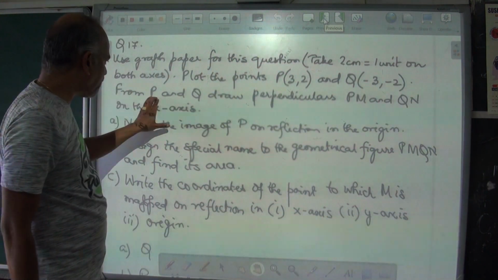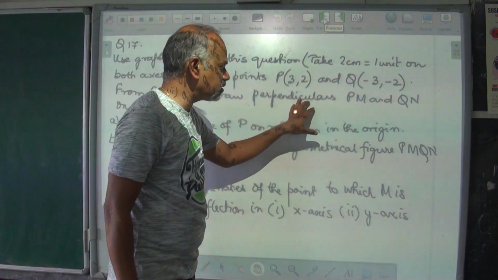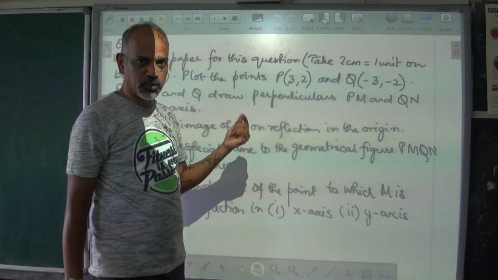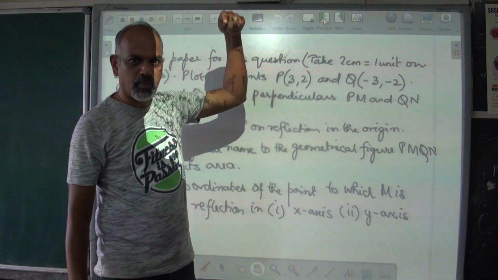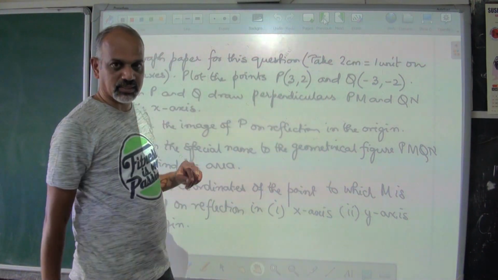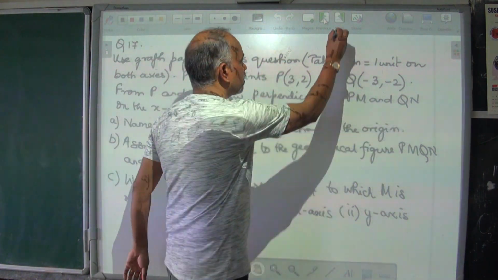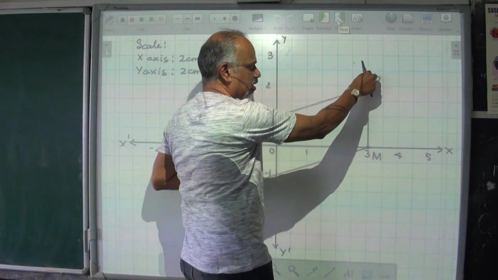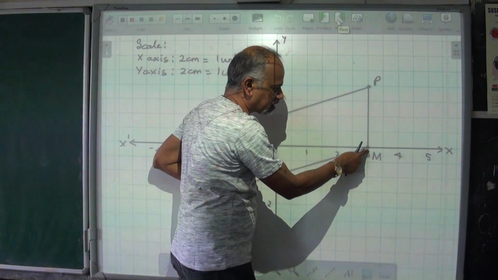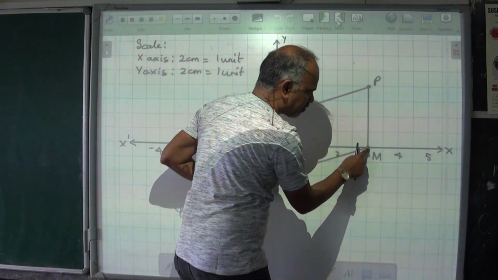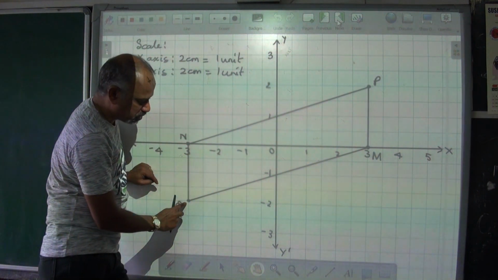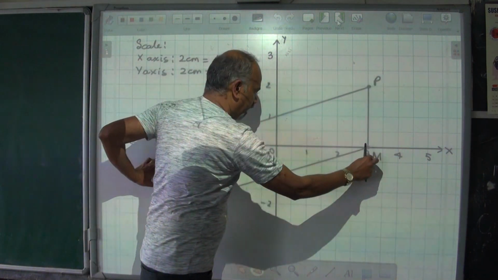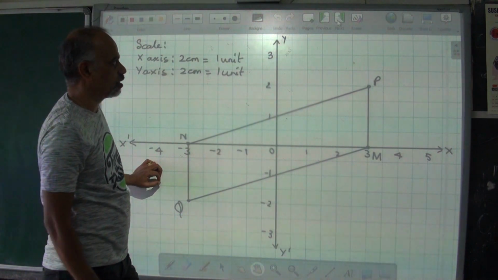Next, from P and Q, draw perpendiculars PM and QN on the x-axis. 2 points you plotted, P and Q. From P and Q, you have to draw perpendiculars, okay, on the x-axis, naming them PM and QN. P was here. From here, you have to drop a perpendicular to the x-axis. This is the x-axis. From here, you drop a perpendicular line to go to the x-axis, name that as PM. So that's M. Okay. And from Q, draw a line to the x-axis. So it goes upwards to the x-axis. So that point is N. PM and QN are perpendiculars which are drawn.